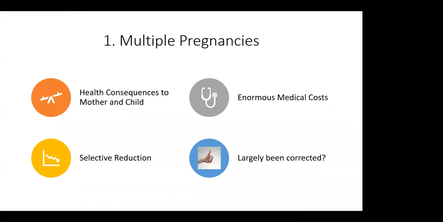The first one is multiple pregnancies. During my time, it was routine to transfer 3 to 5 embryos. And of course, sometimes more than 2 implantations would occur. It's usually okay and safe for a woman to carry twins, but when you start having 3, 4, or 5 implantations, it has serious potential health consequences to the mother and the children. And it comes at an enormous medical cost.